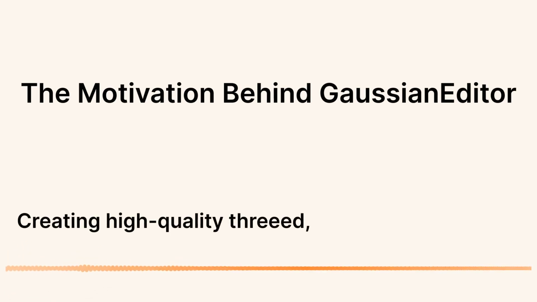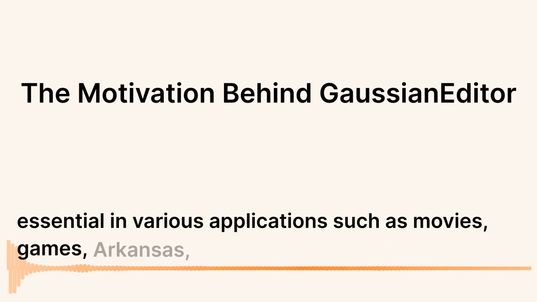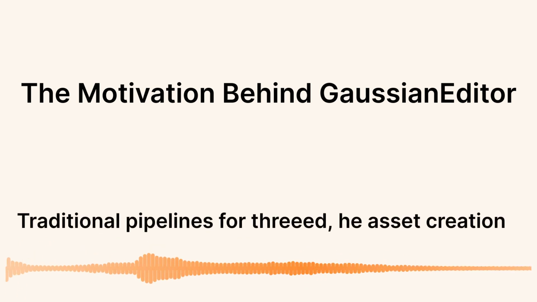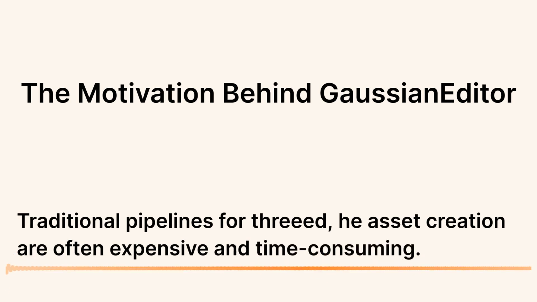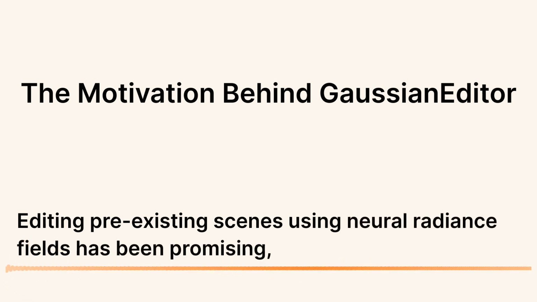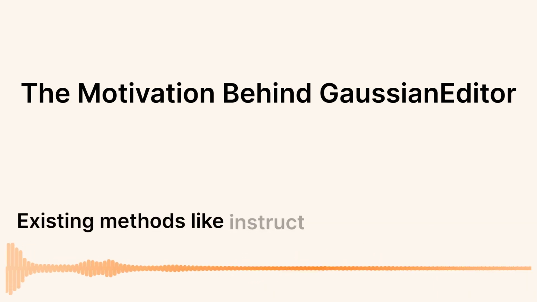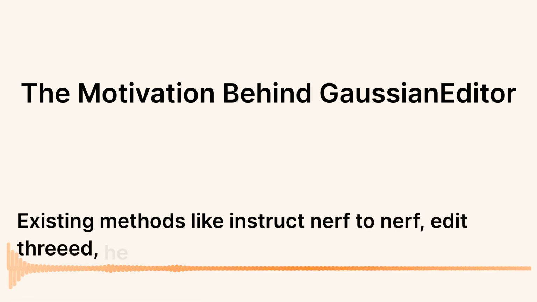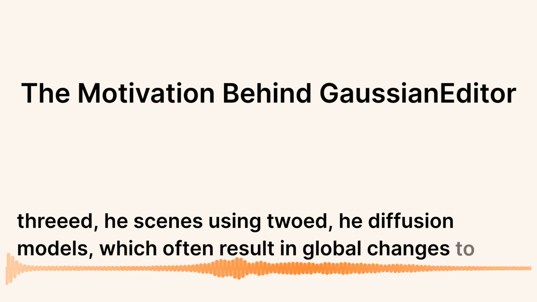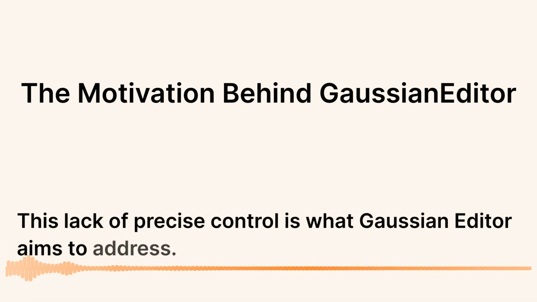Creating high-quality 3D assets is essential in various applications such as movies, games, AR, and VR. Traditional pipelines for 3D asset creation are often expensive and time-consuming. Editing pre-existing scenes using neural radiance fields has been promising, but comes with challenges in precision and localization. Existing methods like Instruct-NeRF-to-NeRF edit 3D scenes using 2D diffusion models, which often result in global changes to the scene. This lack of precise control is what GaussianEditor aims to address.